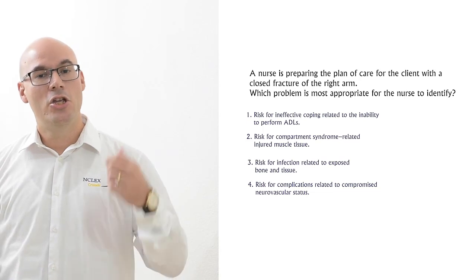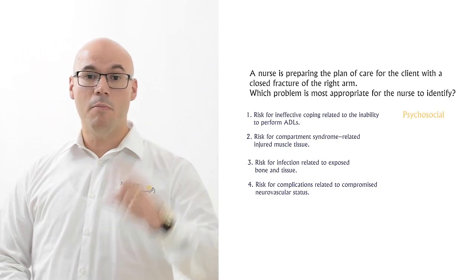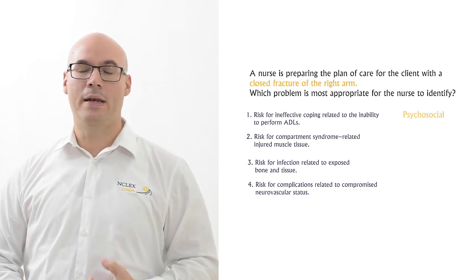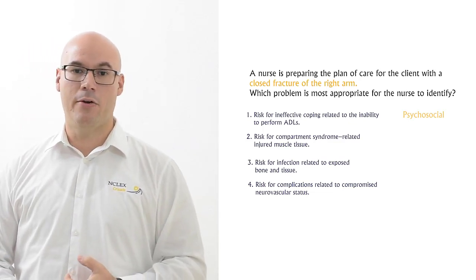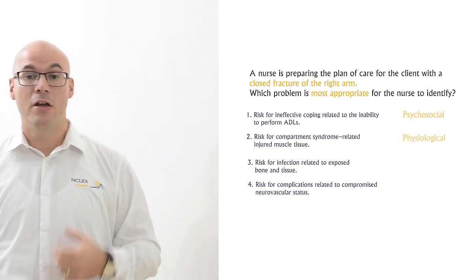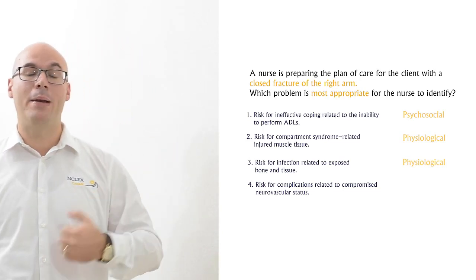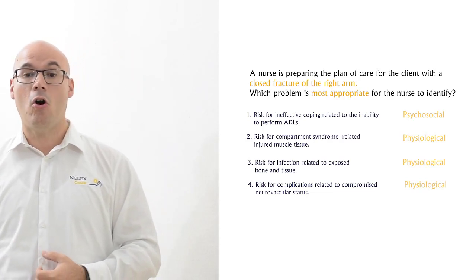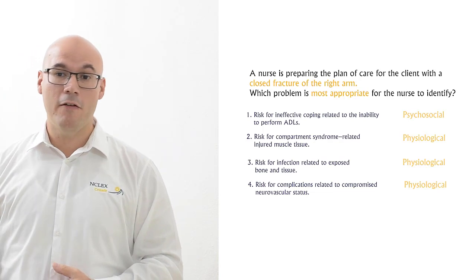As you can see, you can apply the Maslow's hierarchy of needs strategy. Answer number 1 is psychosocial. Ineffective coping has to do with psychosocial integrity. Risk for compartment syndrome is physiological, risk of infection is physiological, and risk for complications related to compromised neurovascular status is also physiological. So let's use Maslow's hierarchy of needs.